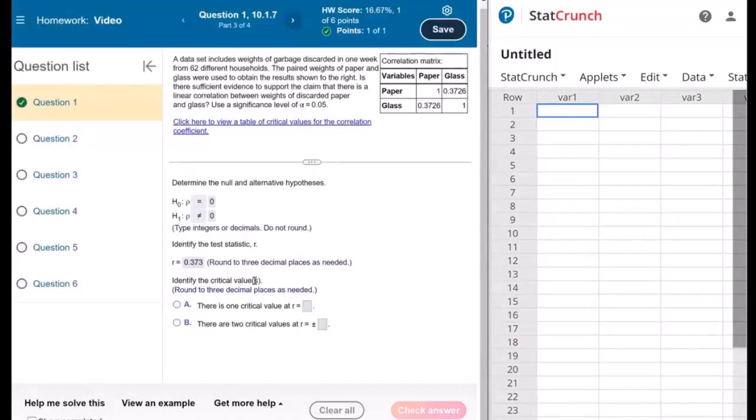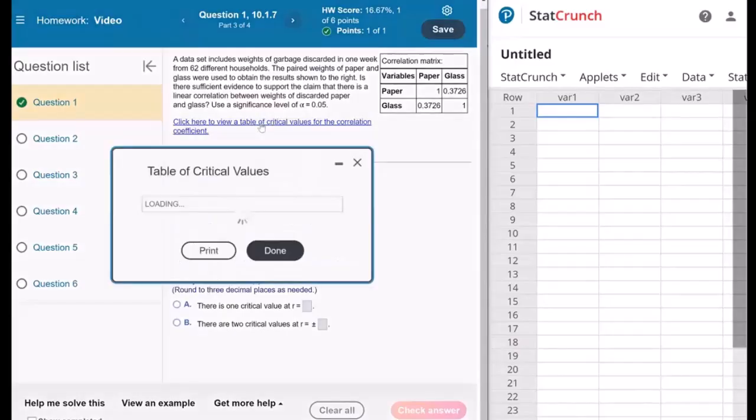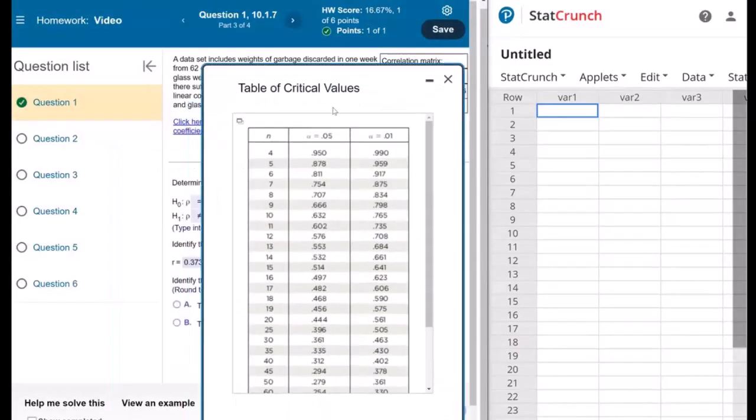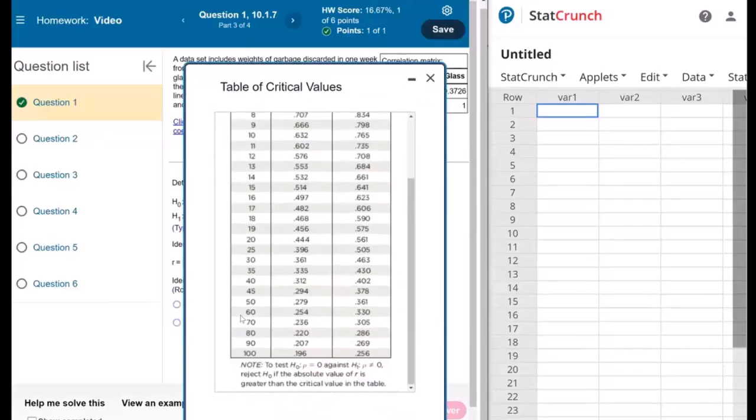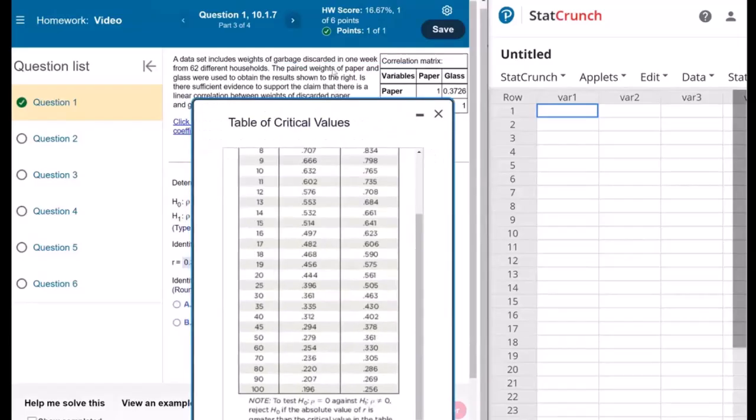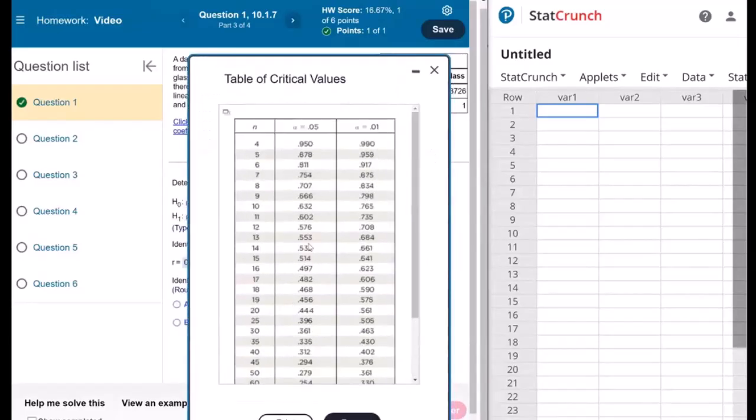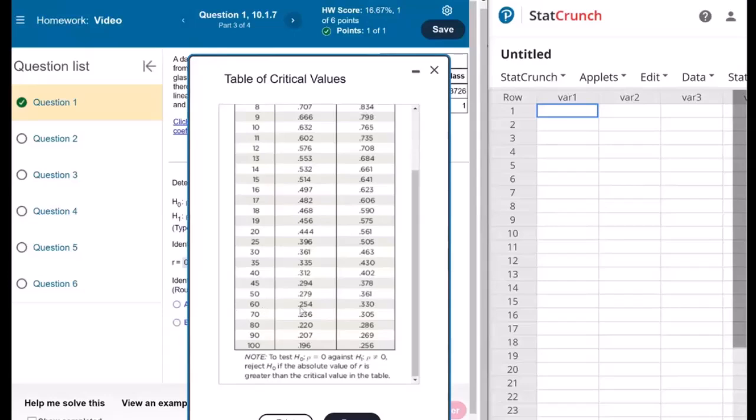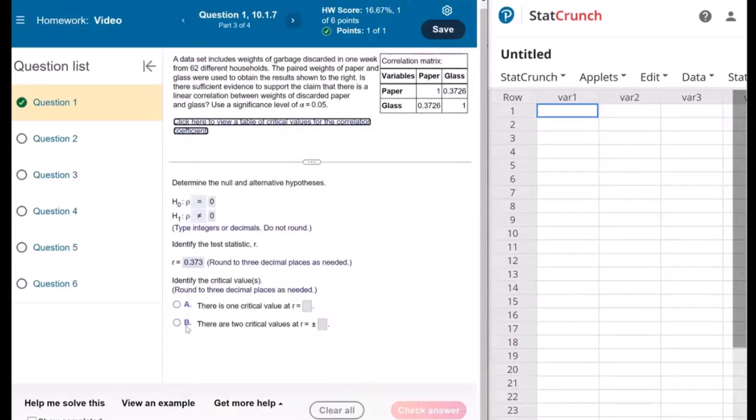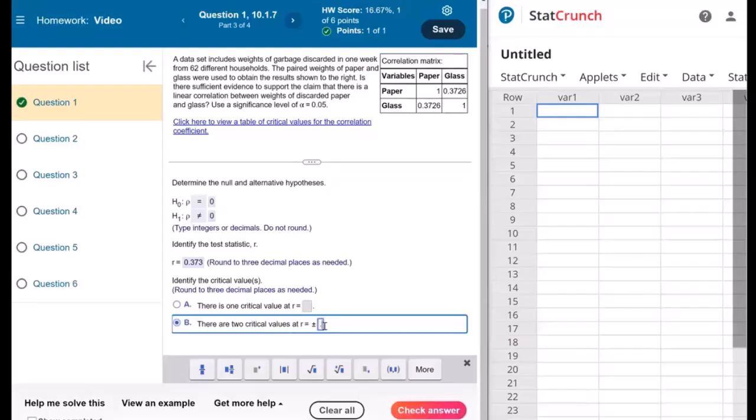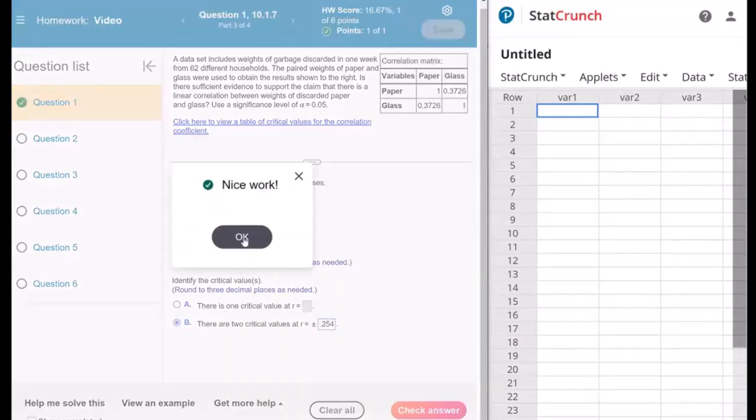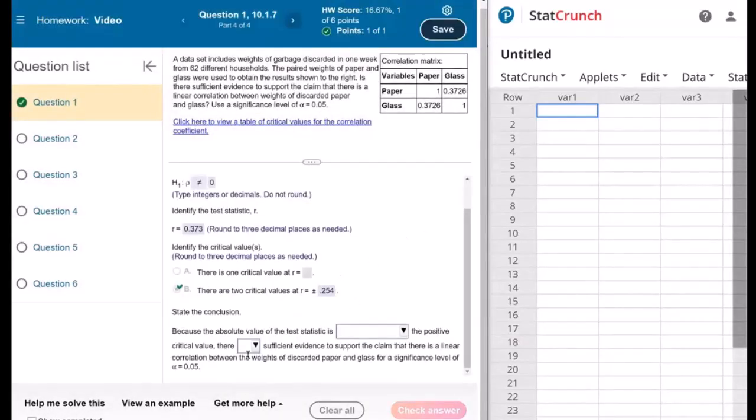Identify the critical values. This is going to be a two-tailed test because we have not equal. If we want to identify the critical values, we go to this table that they're providing. We have 62 different households. The closest we're going to get is 60, and our alpha is 0.05, which is the first column, 0.254, and it'll be plus or minus 0.254. Now we want to state the conclusion.